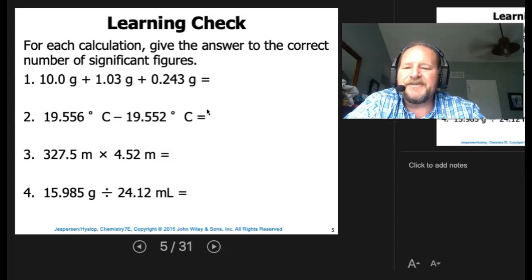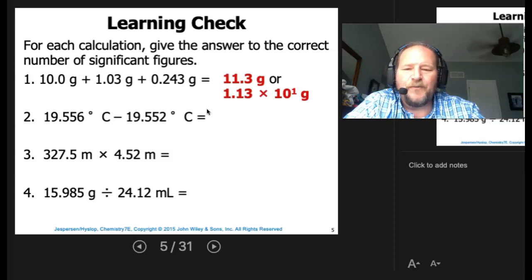For each calculation, give the answer to the correct number of sig figs. So here we're looking at addition, and I'll pause. And hopefully you got 11.3 grams. We could rewrite that as 1.13 times 10 to the 1. You don't have to rewrite that in scientific notation if you didn't want. You could have left it as 11.3.